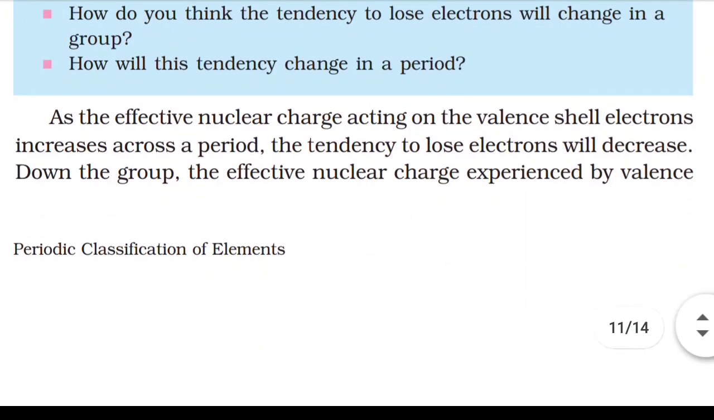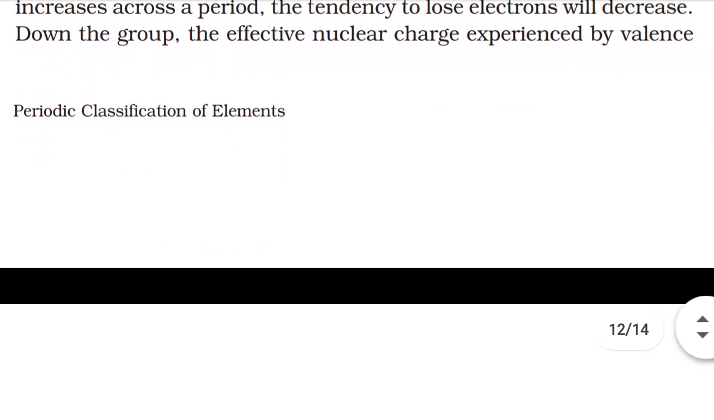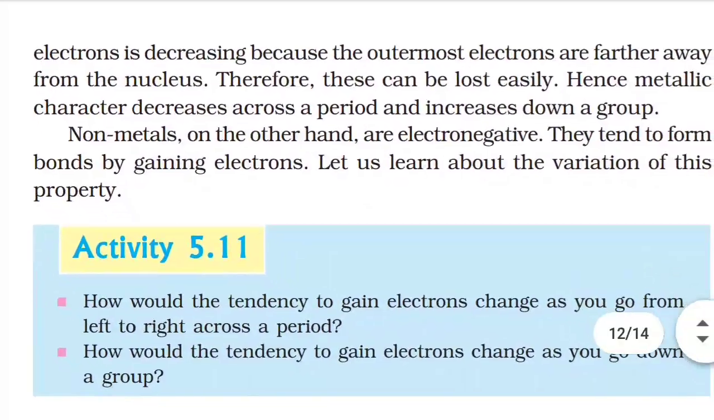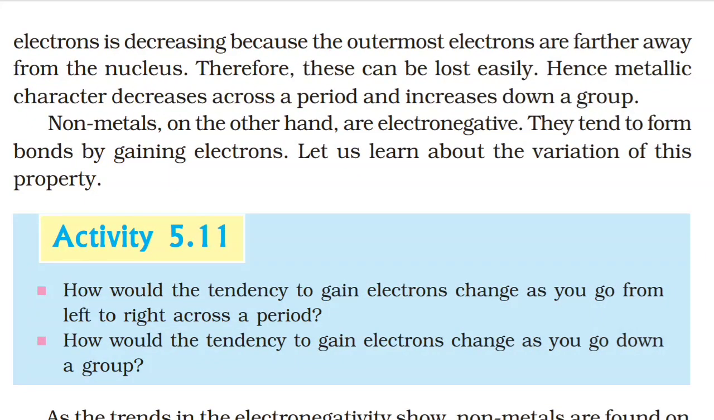As the effective nuclear charge acting on the valence shell electrons increases across a period, the tendency to lose electrons will decrease. Down the group, the effective nuclear charge experienced by valence electrons is decreasing because the outermost electrons are farther away from the nucleus. Therefore, these can be lost easily. Hence, metallic character decreases across a period and increases down a group.